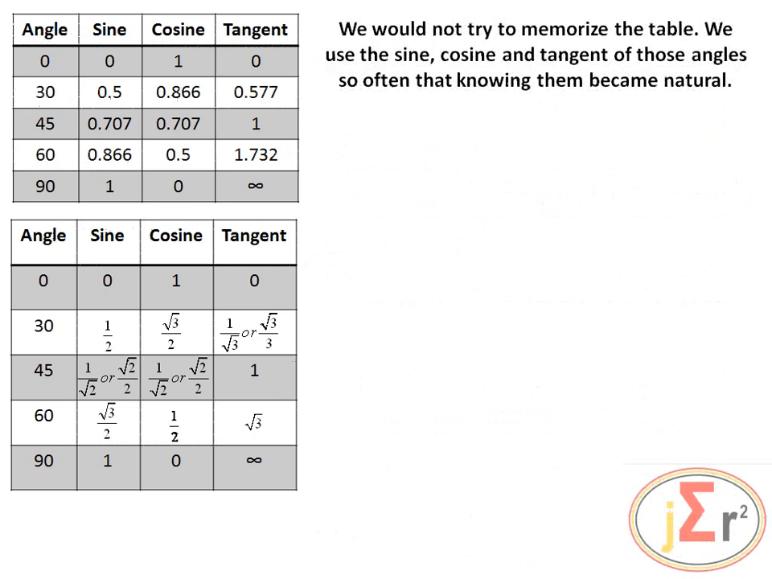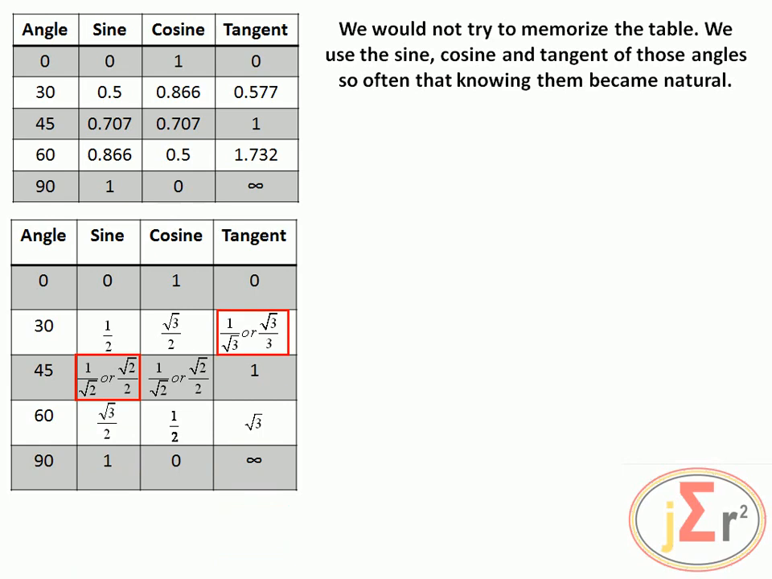We would not try to memorize the table. We use the sine, cosine, and tangent of those angles so often that knowing them became natural. So we did not have to sit down and study, memorize, and go through a lot of repetitions in order to get information into our brains. We use them so often that knowing them became natural.